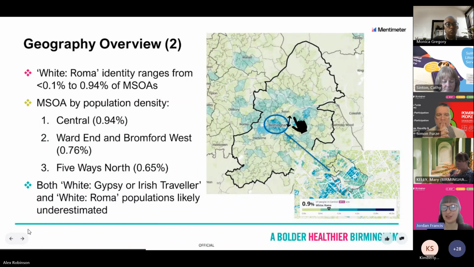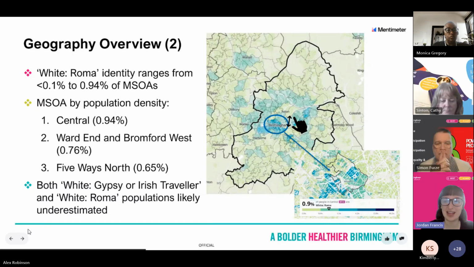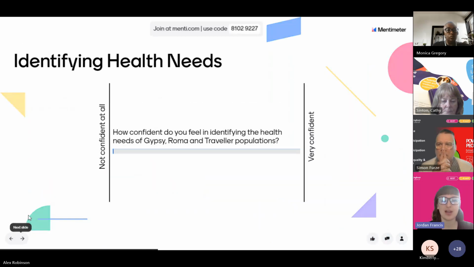And I just, again, want to highlight the importance of using not just the data, but that community intelligence in all approaches with all communities, but especially when we're talking about the big disparities between the actual and the reported populations here. So I want to understand people's knowledge in the room of where we're starting in terms of people's confidence with health needs, and how confident people feel in identifying the health needs specific to these populations. Potentially think about how much you know compared to other population groups.